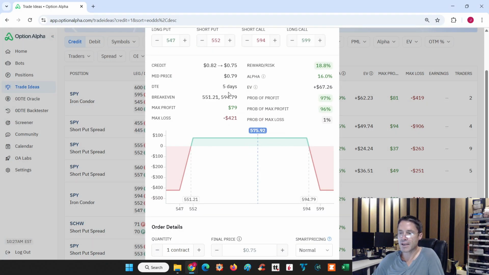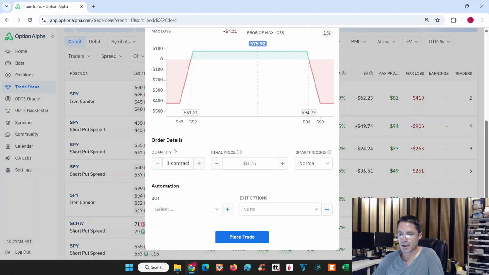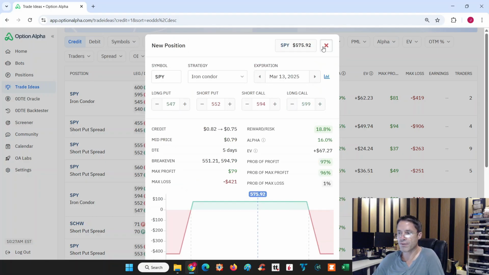Your DTE, your break-evens, max profit. I mean, they've really thought of everything. They've done such a good job. Here's your order details. One contract, you can obviously increase it. And then you can fire it in, you can place the trade literally from the Trade Ideas.